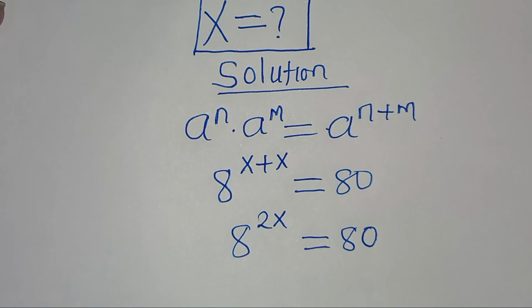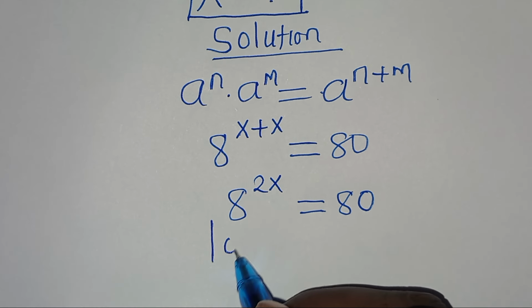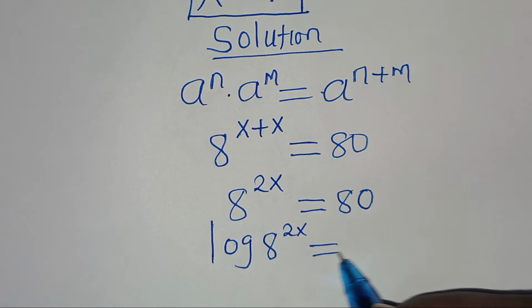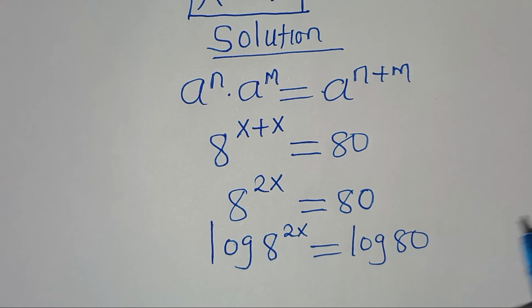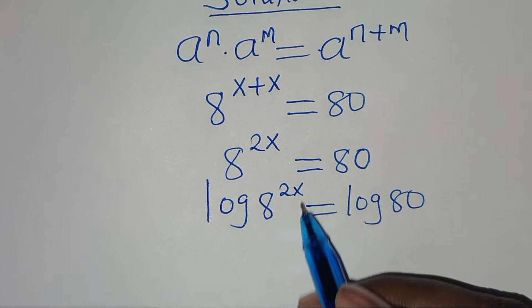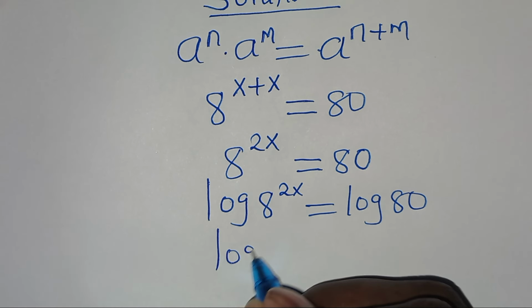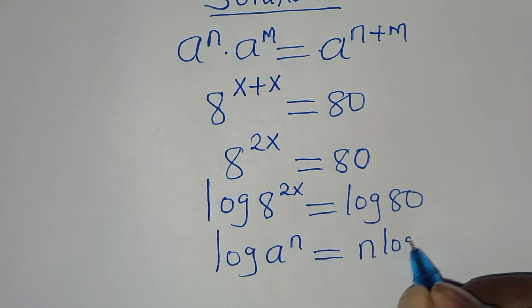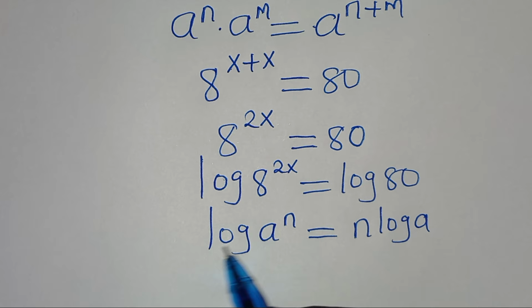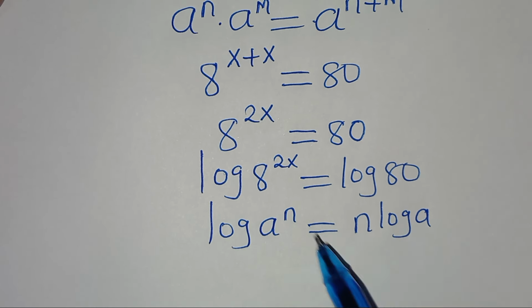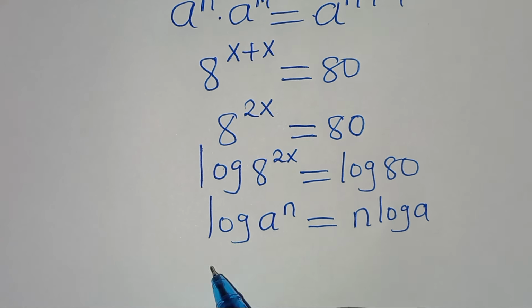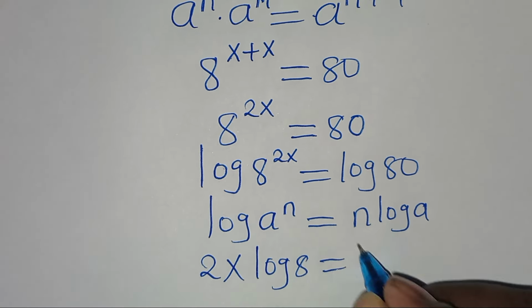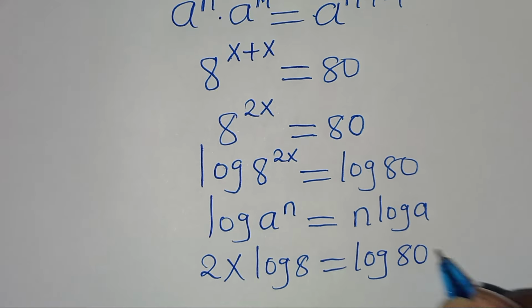To solve for x here, we introduce logarithm on both sides so that we have log 8 to the power of 2x. This is equal to log 80. Now, log 8 to the power of 2x, this is in the form of log a to the power of n, which we can express as n log a. Applying this power rule property of logarithm, then we find that log 8 to the power of 2x becomes 2x log 8. This is equal to log 80.